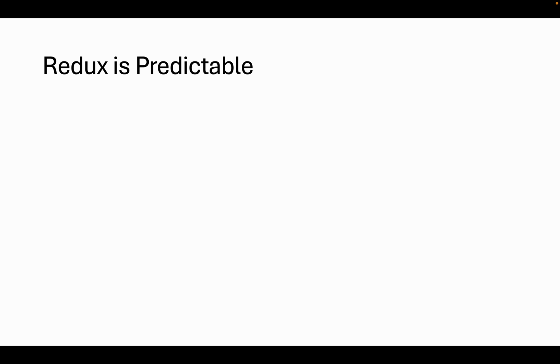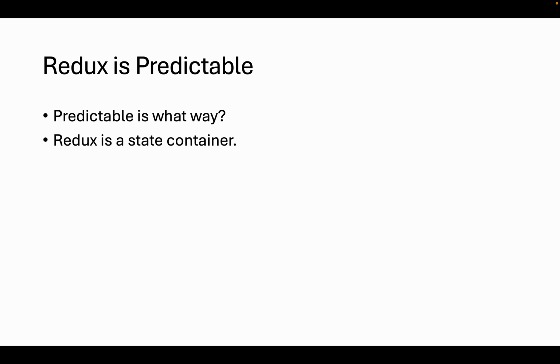Redux is predictable. In what way can we say it's predictable? Redux is a state container, you know very well. A few moments before, I told you Redux is a state container that keeps the state variables inside it. So if Redux is keeping the state variables inside it, we are for sure changing the state of the variables in a React application as well.